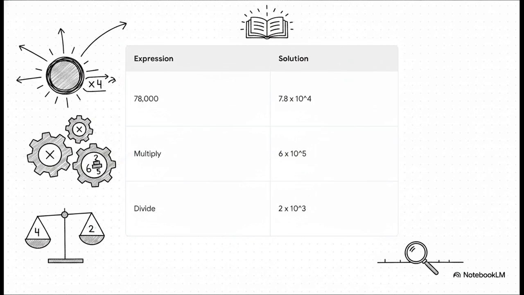When multiplying 2 times 10 to the 3rd by 3 times 10 to the 2nd, you just multiply the 2 and 3 to get 6, add the 3 and 2 to get 5, and you have 6 times 10 to the 5th. When dividing, just divide those bases and subtract the exponents. 4 divided by 2 is 2, 6 minus 3 is 3, giving us 2 times 10 to the 3rd. It flawlessly translates messy standard forms into beautifully simple scientific notation.